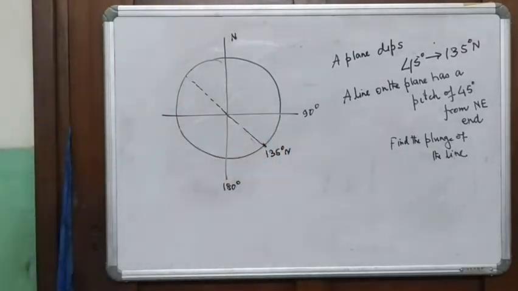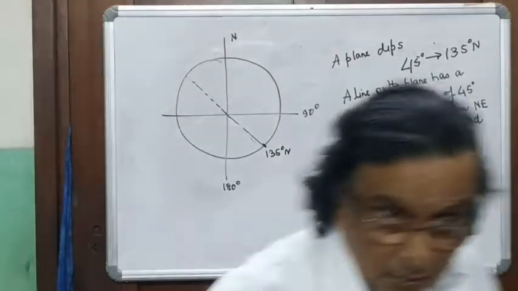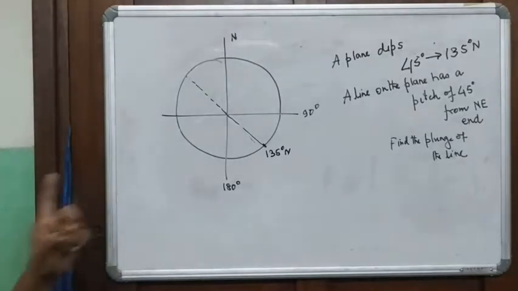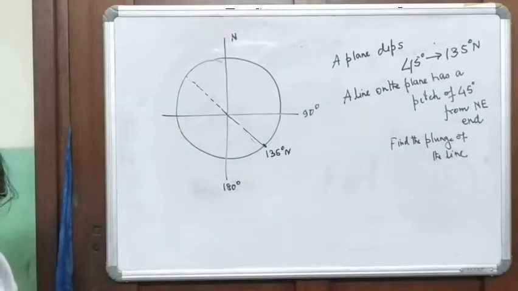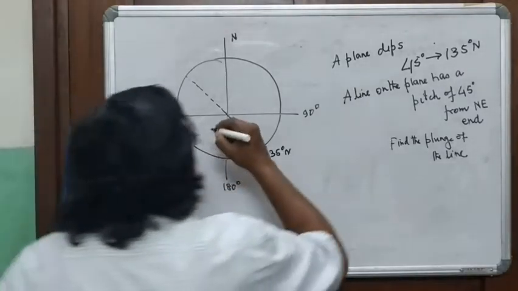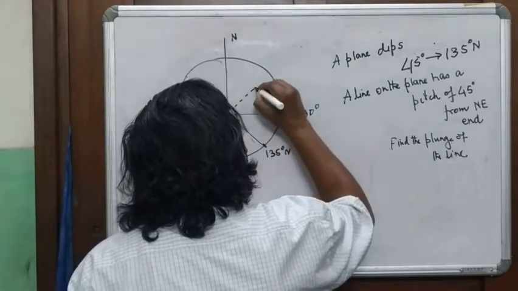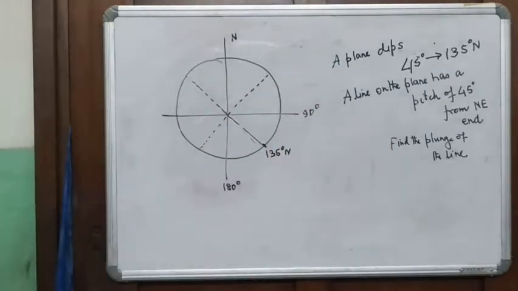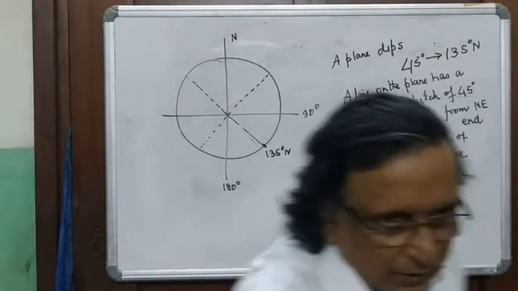I draw this line. What is this line? The dip line. What is the straight line? Perpendicular to the dip line. So the straight line and the dip line are perpendicular.